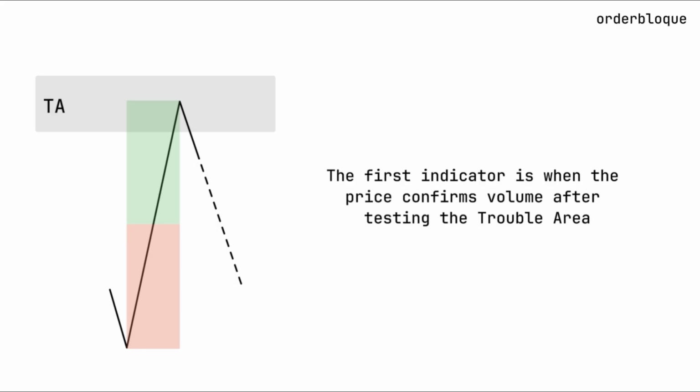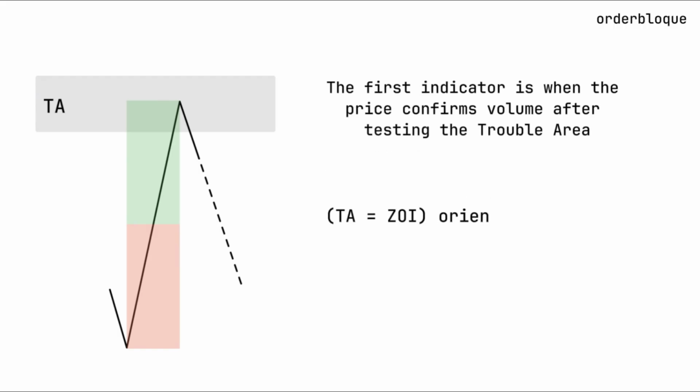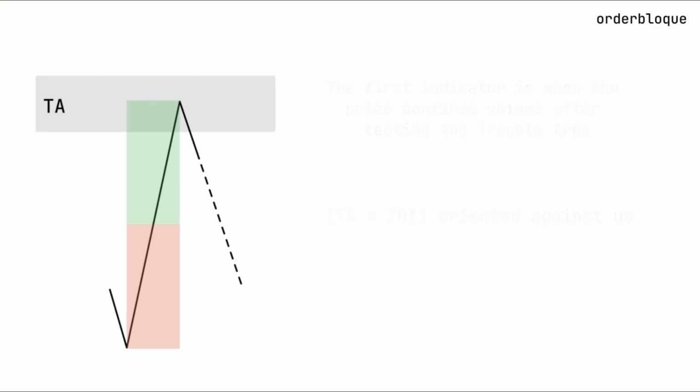The first indicator, or we can say an additional formula, is when the price confirms volume after testing the trouble area. The trouble area is the same zone of interest, just oriented against us or our range. The basic zone validation formula applies here. Variable 1, zone of interest greater than or equal to variable 2, volume confirmation. Only instead of zone of interest, it will be trouble area.